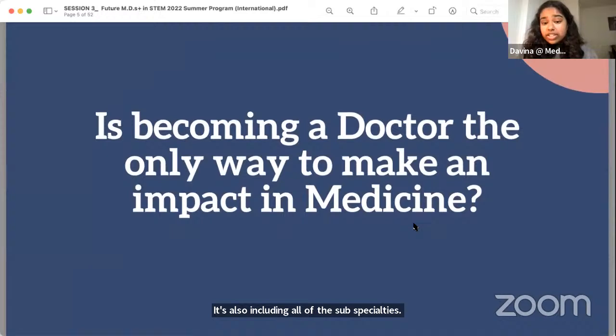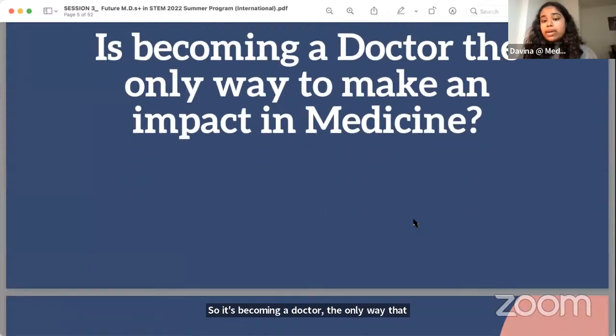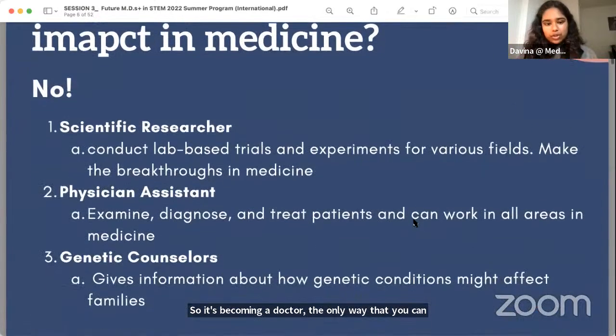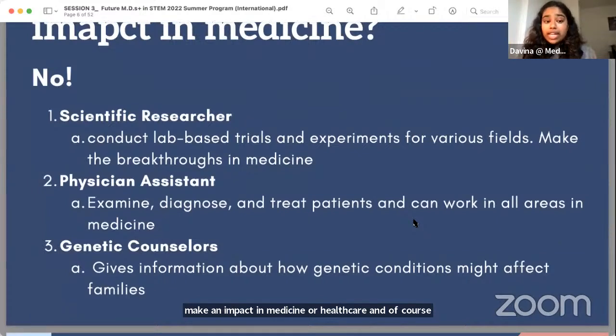So is becoming a doctor the only way that you can make an impact in medicine or healthcare? And of course, the answer is no. You could become a scientific researcher where you conduct trials or experiments for various fields. Perhaps you are testing a new drug or you're running clinical trials to see if patients that have this disease experience a better quality of life if they take this treatment or if they take this other treatment, etc. Or you could become a physician's assistant where you still get to examine, diagnose, and treat patients, and you can work in a couple of different fields of medicine, and that's still a great option.